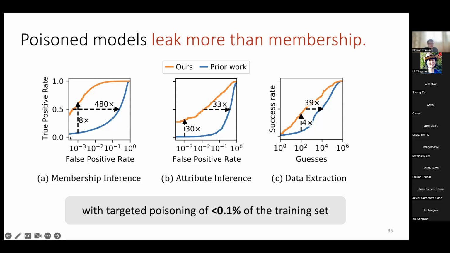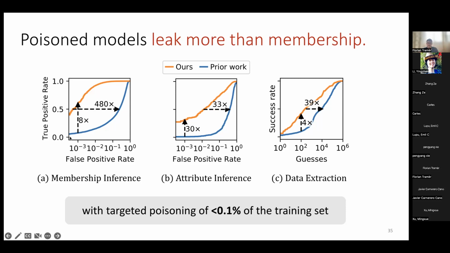So if we look at how well the attack works at a fixed false positive rate of say 1 in 1,000, we can increase the true positive rate of the attack by like a factor of 8. Another way you might look at this is you might say, I want an attack that has a fixed recall of say 50%. And then in that case, with poisoning, you can reduce the attack's error rate, its false positive rate, by nearly a factor of 500. And so you really get an attack that's much, much stronger.